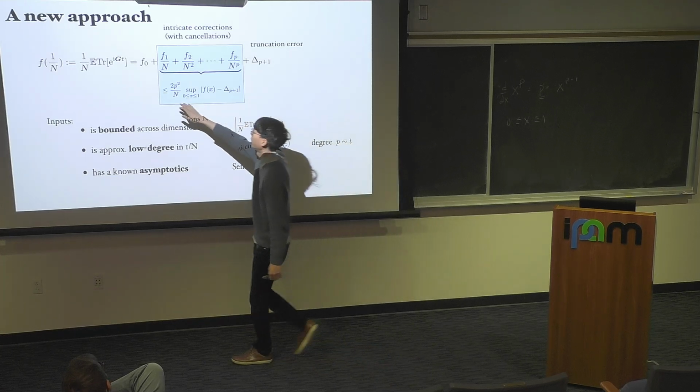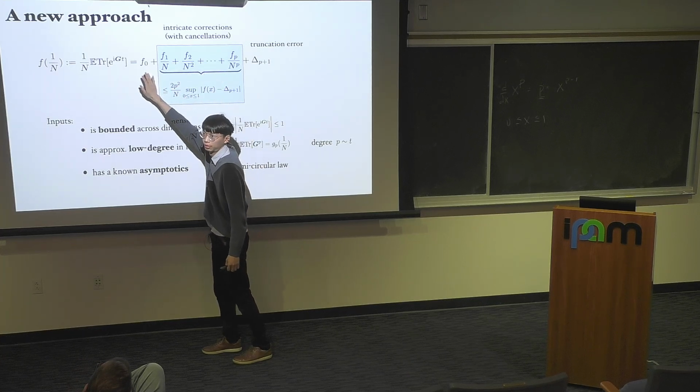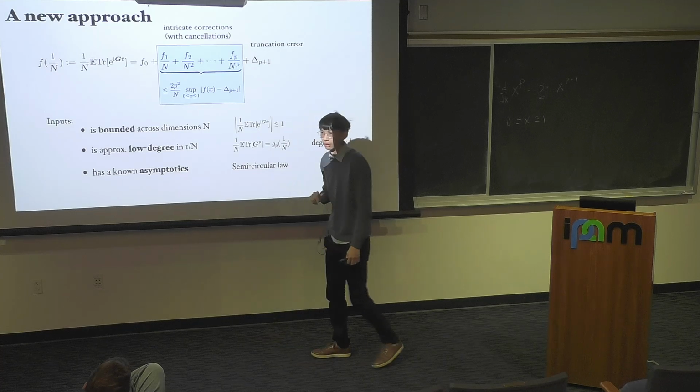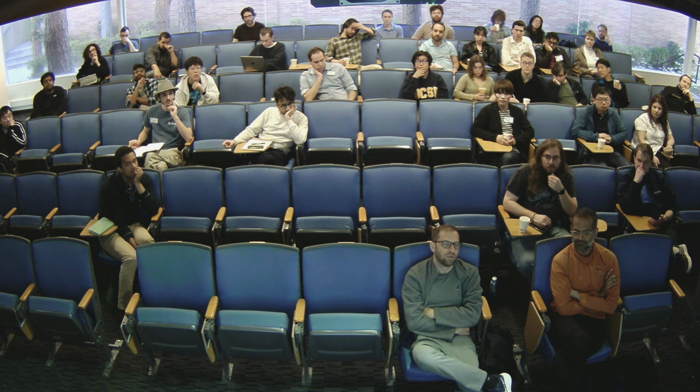Oh, sorry. This just means a limit, right? So this just means if n is truly infinite, then the first term is the characteristic function of a semicircle law.